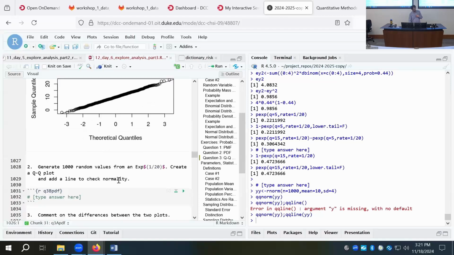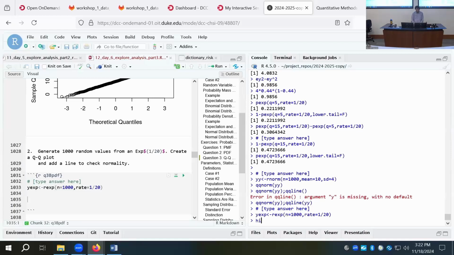So now we're going to do this for the exponential data, right? So I'm going to say y exponential, rexp, n equals 1,000, rate equals 1/20. Yours may look a little different because we're not using the same seed, but the general idea is these should look pretty much the same, right?